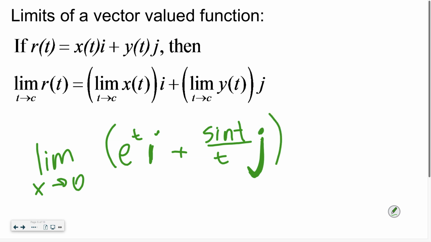I have a vector valued function that I would like you to evaluate the limit of, not as x, as t approaches 0.